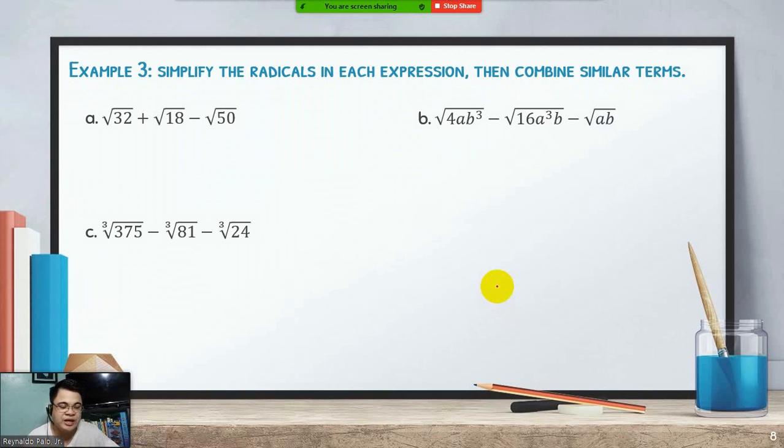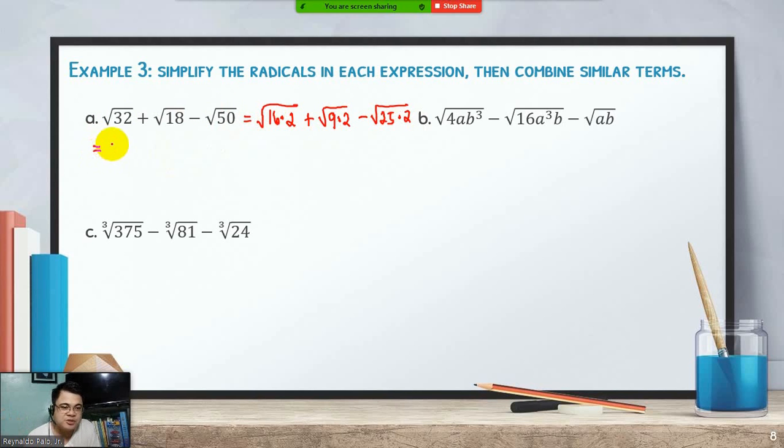Let's have letter A. So the instruction is to simplify the radicals in each expression, then combine similar terms. For letter A, we have square root of 32 plus square root of 18 minus square root of 50. So of course, we have to factor so that we can get perfect squares. The index is 2 here. Alright, so the factors of 32 are 16 and 2. Factors of 18 are 9 and 2. Then factors of 50 are 25 and 2. Now, we will be extracting the roots of the perfect squares.